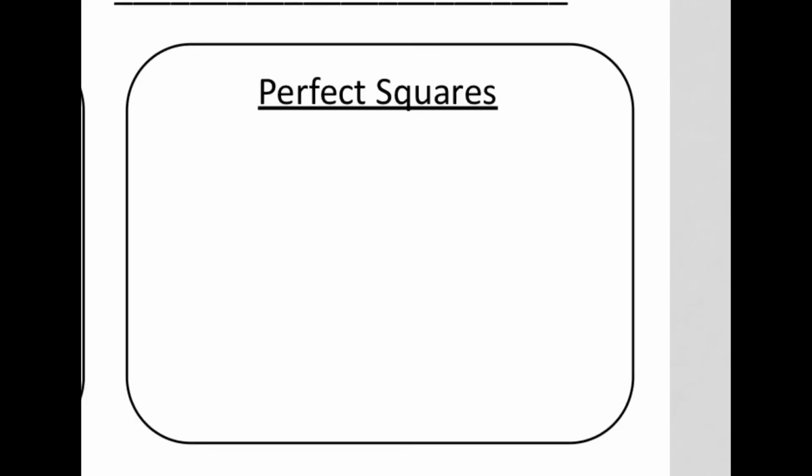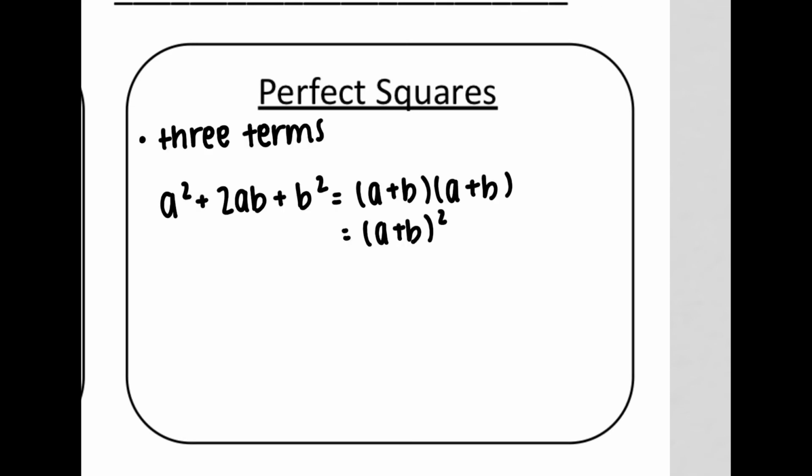Now I told you how difference of squares was like a shortcut in factoring. Perfect squares is that second shortcut with factoring. Now this one is a little bit more difficult to just recognize off the top of your head, especially if you haven't done factoring in a while, so it's okay if you don't get it.